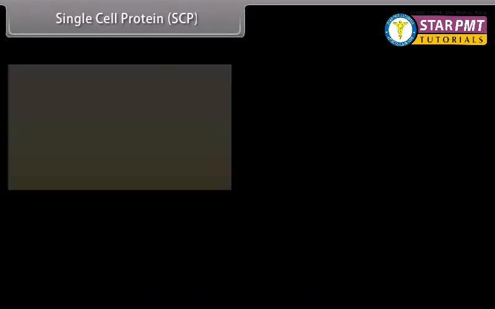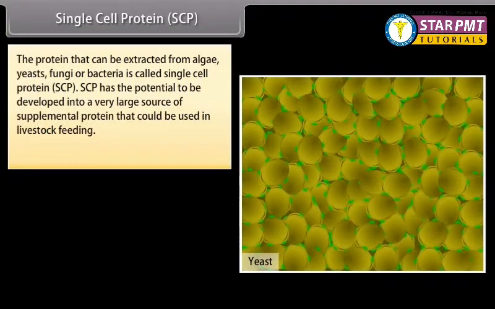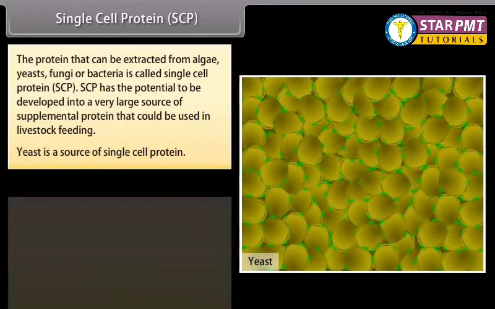Single cell protein (SCP). The protein that can be extracted from algae, yeasts, fungi or bacteria is called single cell protein (SCP). SCP has the potential to be developed into a very large source of supplemental protein that could be used in livestock feeding. Yeast is a source of single-cell protein.